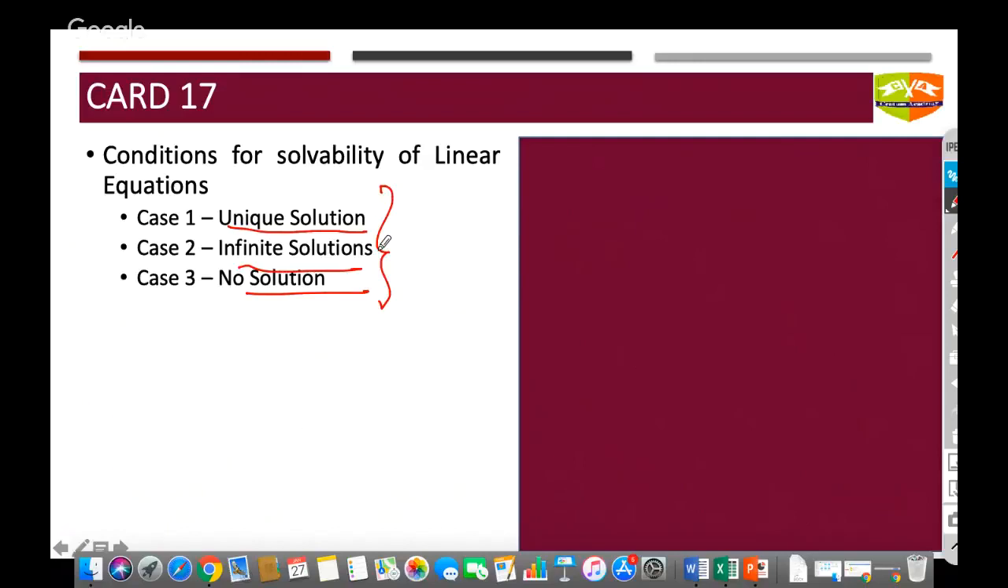So now, condition of solvability. I have already discussed condition of solvability with you: you get a unique solution when the lines intersect, infinite solutions in case of coinciding lines, and no solution in case of parallel lines. But how will you decide when lines are parallel, when lines are coinciding, and when lines are intersecting?